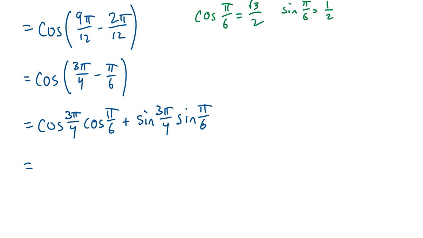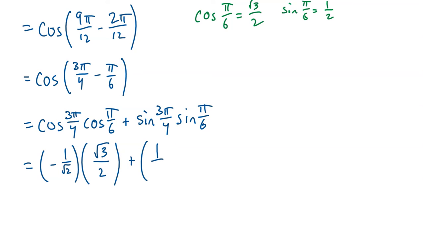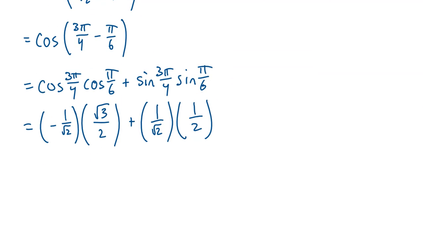So, the only other thing we have to think of is 3 pi by 4 is a quadrant 2 angle. So it's negative 1 over root 2, because cosine is negative in quadrant 2. Cos pi by 6, as I said, is root 3 over 2. Sine of 3 pi by 4, well, that's positive 1 over root 2, because quadrant 2 still, and sine is positive in quadrant 2. Sine of pi by 6 is a half.